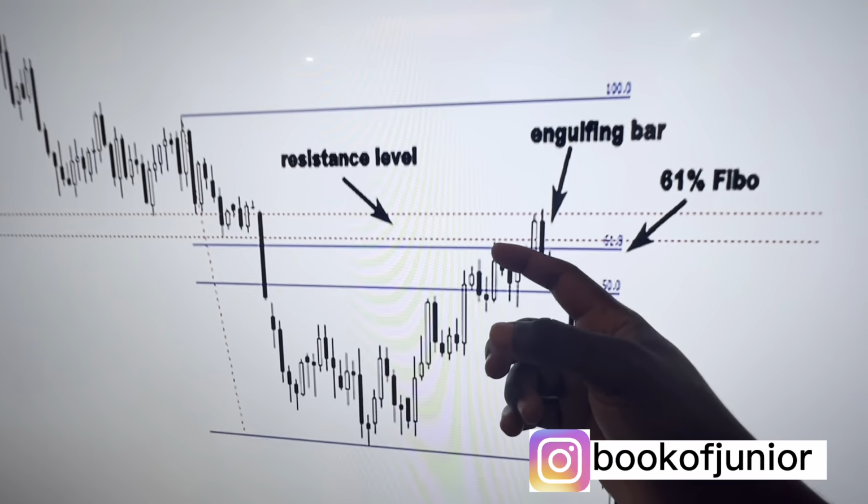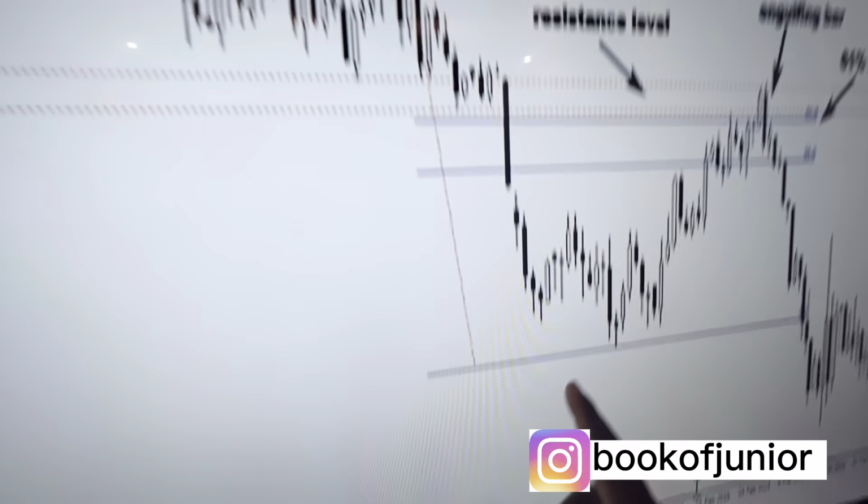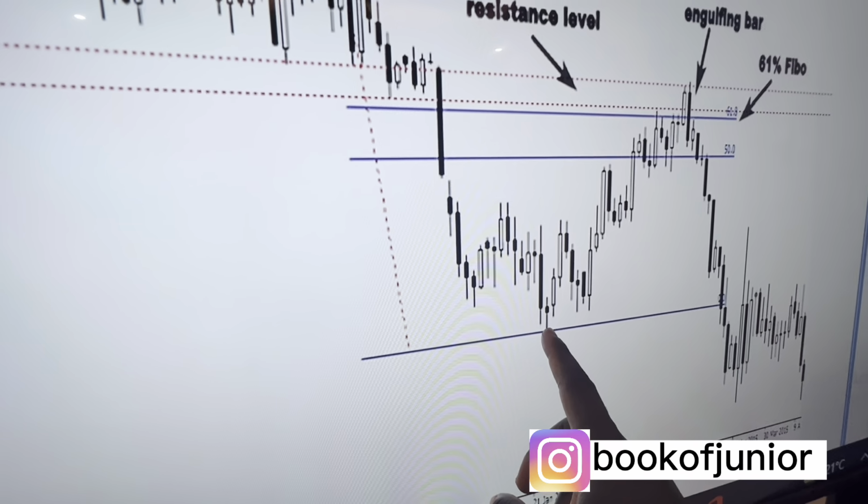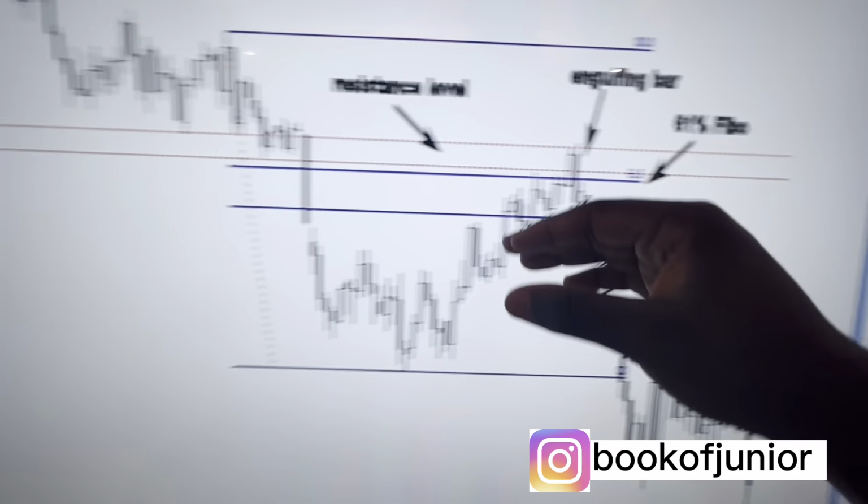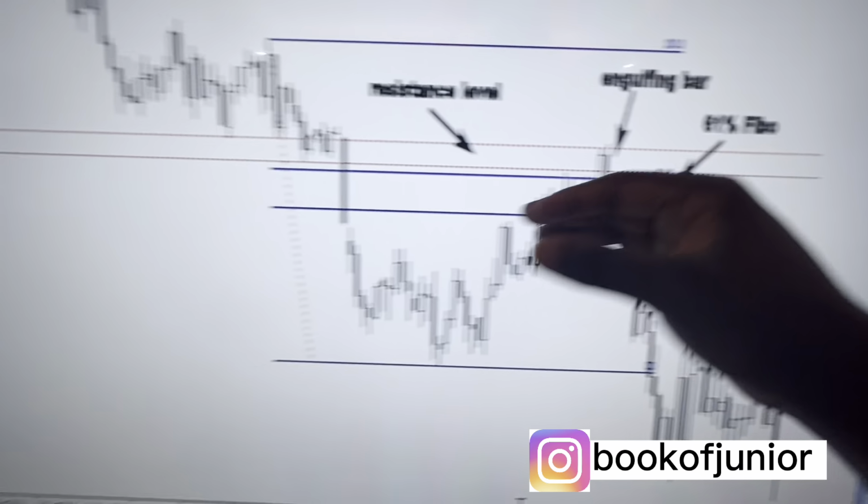So how do you apply the Fibonacci? We apply it from the swing high to the swing low on the downtrend market. So swing high to swing low, this one here, then we drag it to the future so that we can see how far price will go. As you can see, price reversed from the 61 level right here. So this is where we always expect price to reverse from.